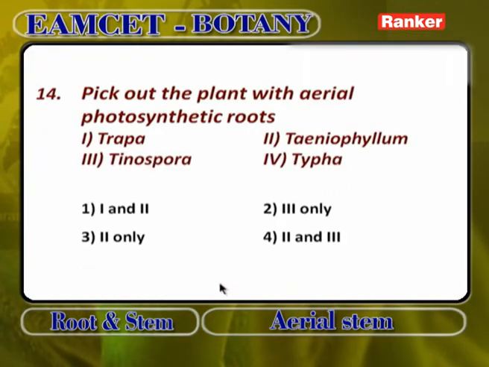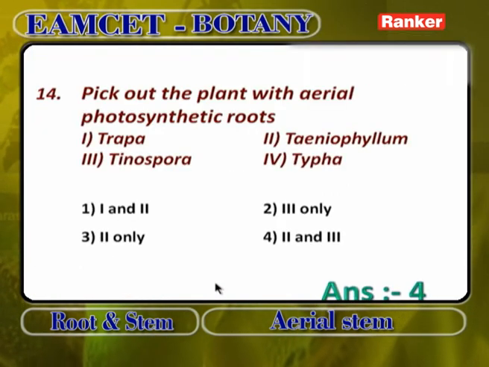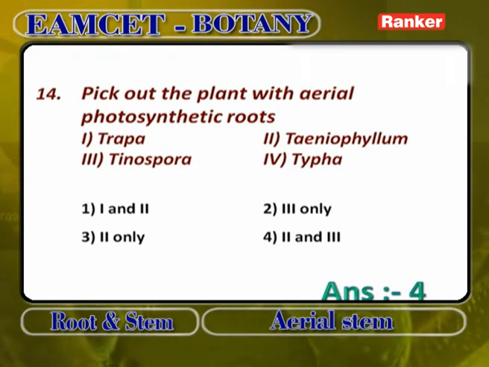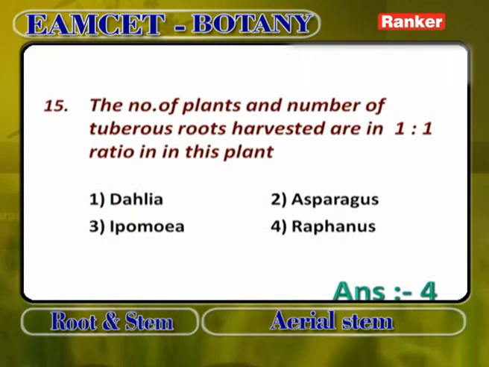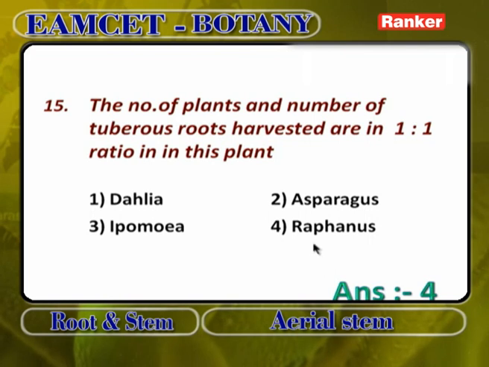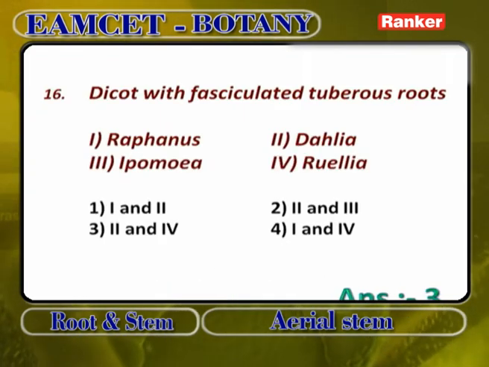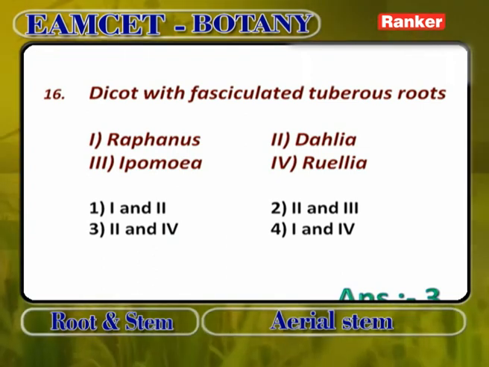Next. Pick out the plant with aerial photosynthetic roots, Taeniophyllum and Tinospora. Why Trapa and Typha means Typha absolutely does not show photosynthetic roots. In Trapa, submerged roots are photosynthetic in nature. Next. The number of plants and number of tuberous roots harvested are in 1:1 ratio in this plant means any biennial plant like Raphanus. Raphanus, they are harvested and the ratio is 1:1 ratio.